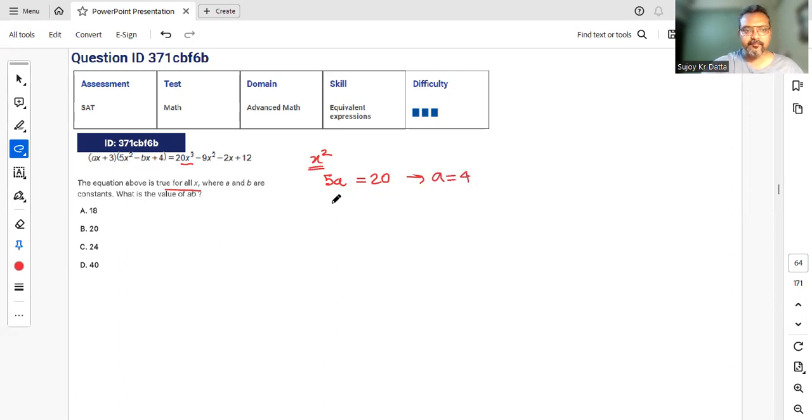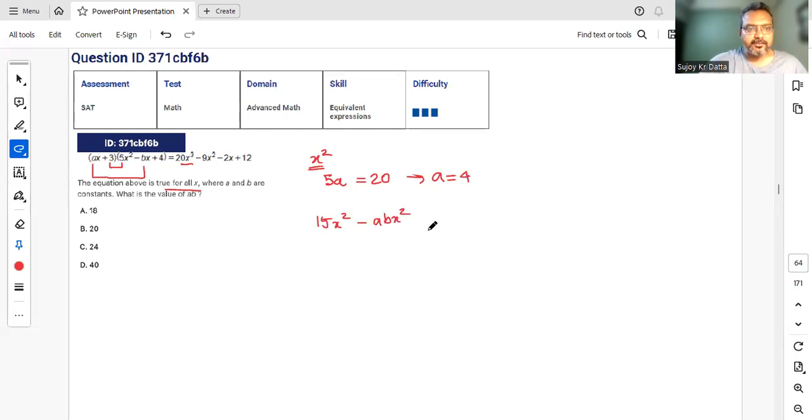Now we need to get the value of b. So we'll need to see where we have x squared terms. The x squared term will come when you multiply this 5 with the 3. We don't need to actually multiply the entire thing, that's a waste of time. You get 15x squared once, and you also get ax times minus bx, so we get minus abx squared as well.